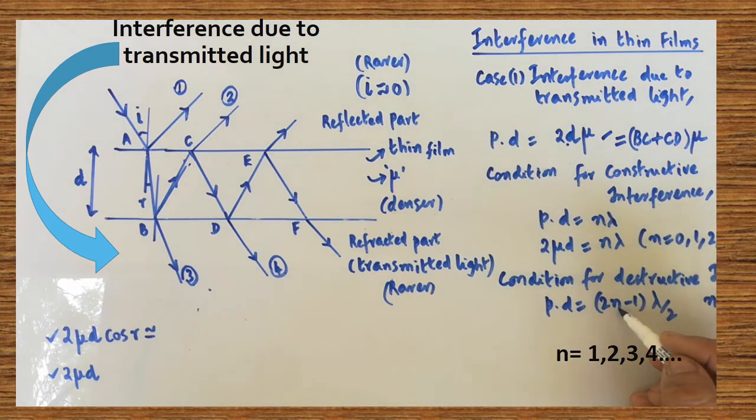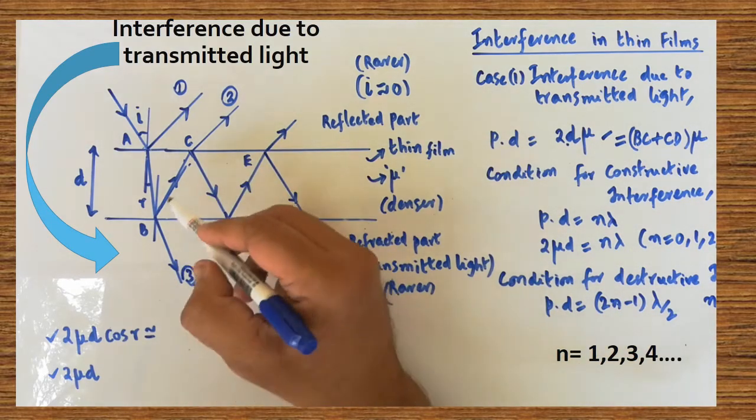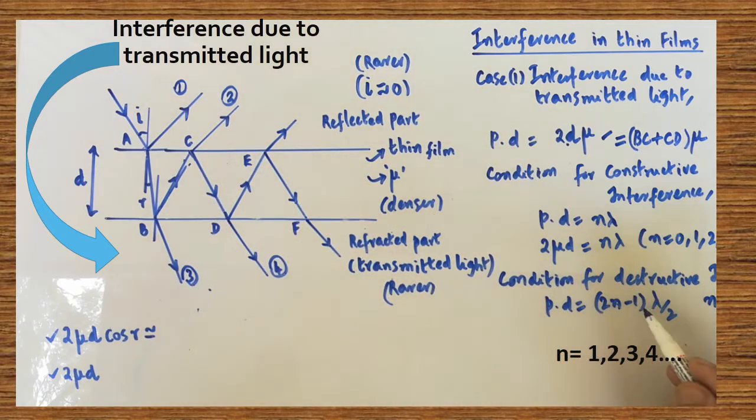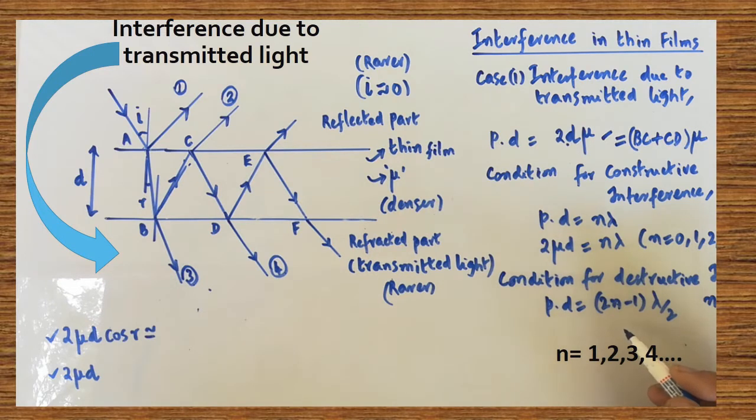Substitute 1 here. If 1 is substituted, that becomes lambda by 2. The meaning is, between these two rays, the third and fourth rays, if the path difference is lambda by 2, then the first dark fringe can be observed.